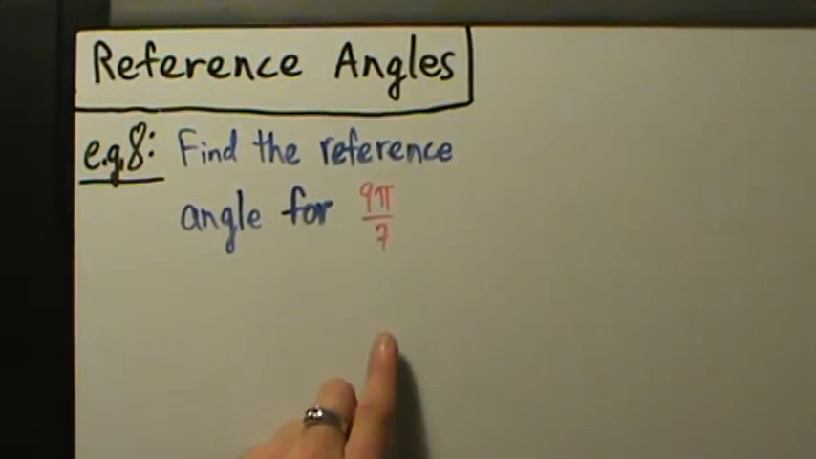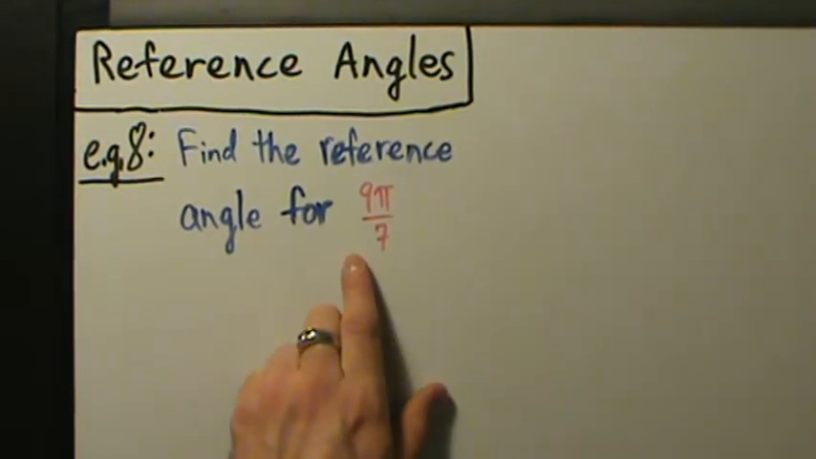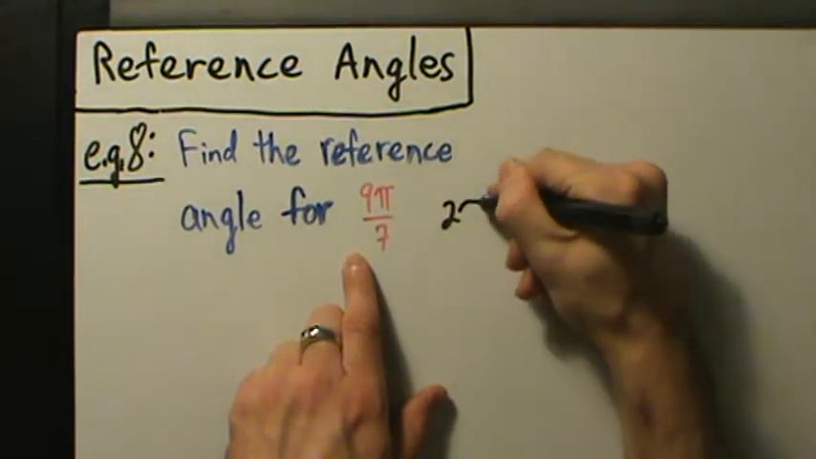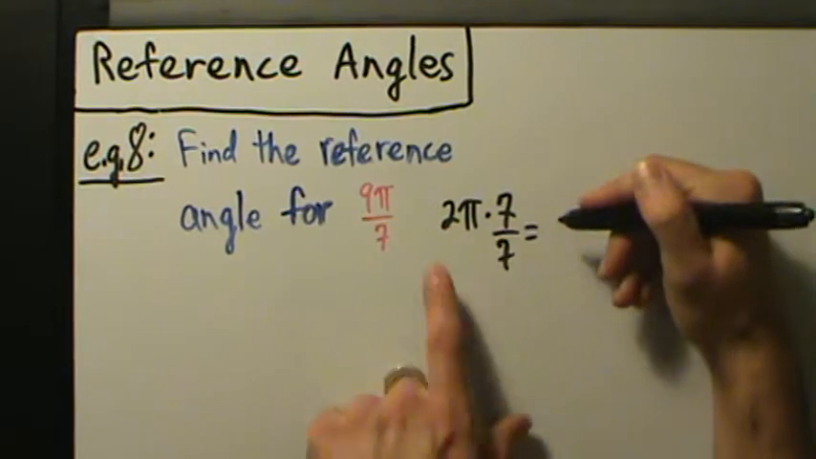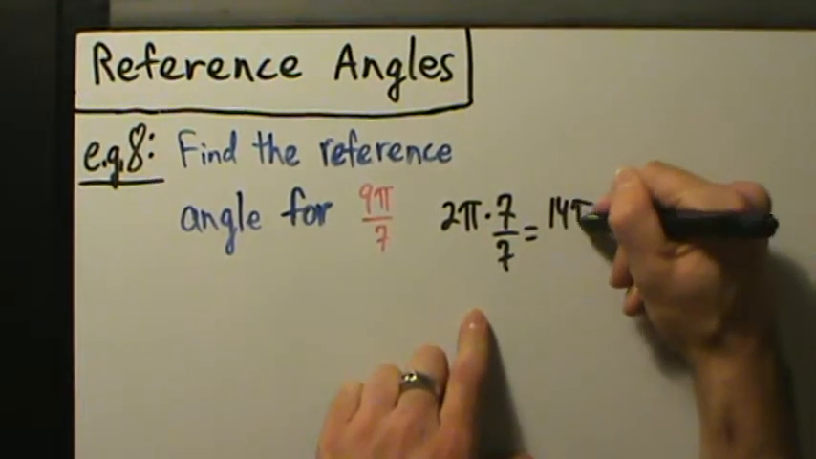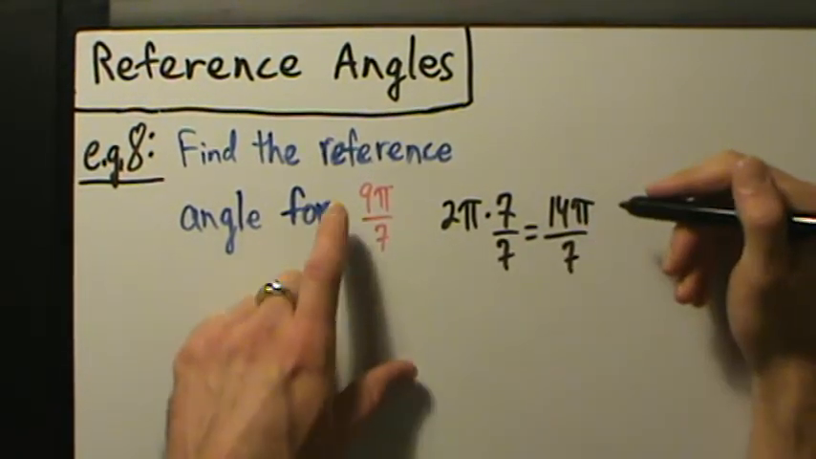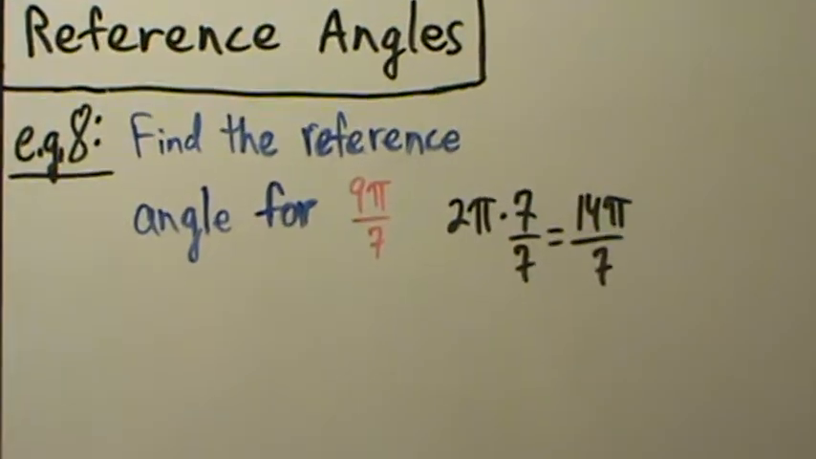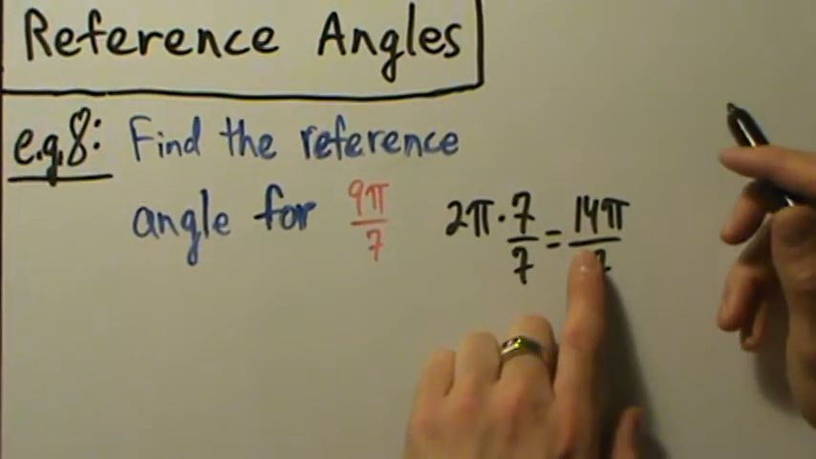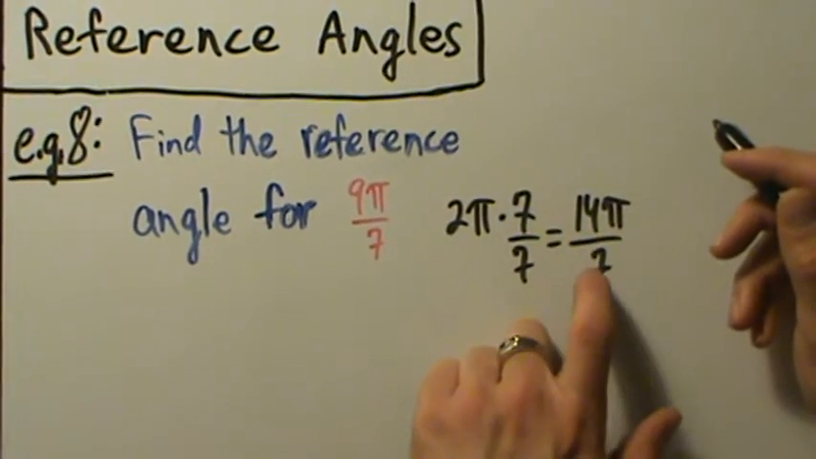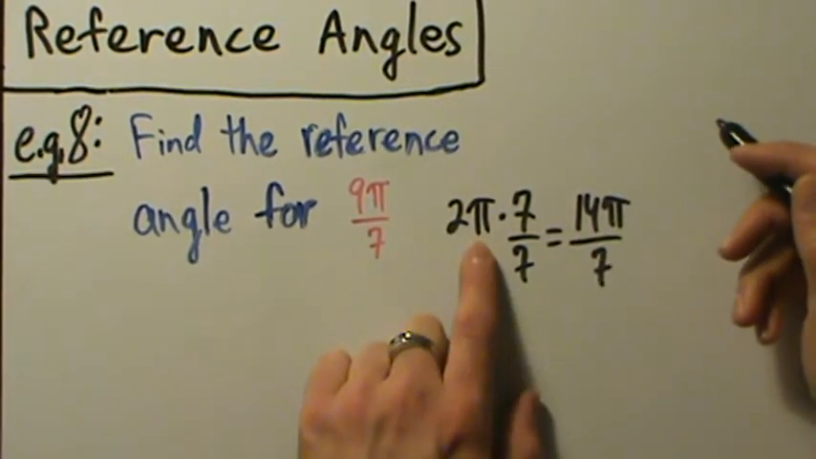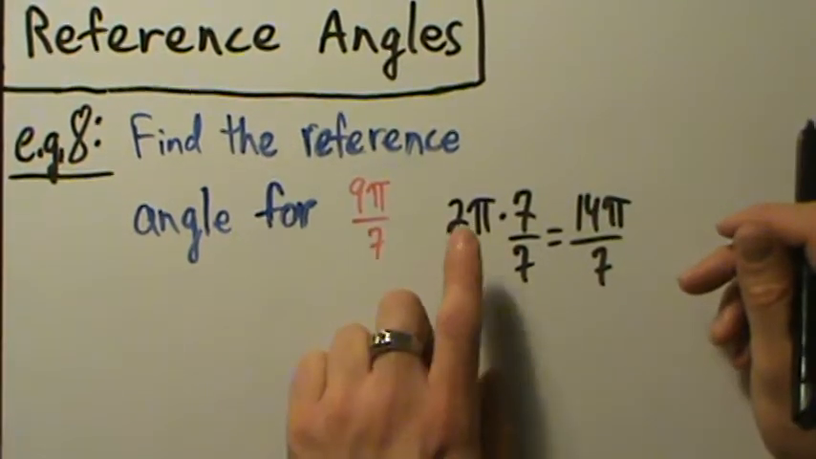So is this between 0 and 2 pi? First of all, this is clearly larger than 0, so we're okay there. Now we want to check, is it smaller than 2 pi? Let's write down 2 pi, get a common denominator, so multiply by 7 over 7. That's going to be 14 pi over 7. Well, yeah, 9 pi over 7 is less than 14 pi over 7, because 9 is less than 14. 14 pi over 7 is 2 pi, so we're good. 9 pi over 7 is smaller than 2 pi.